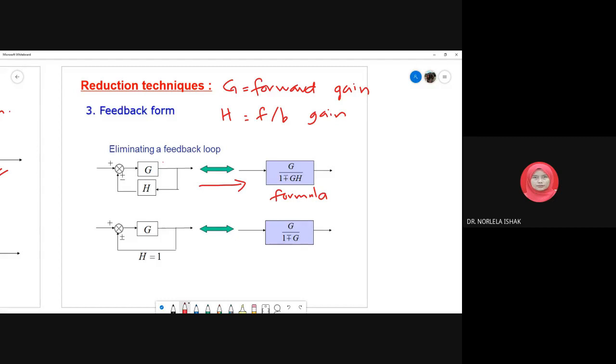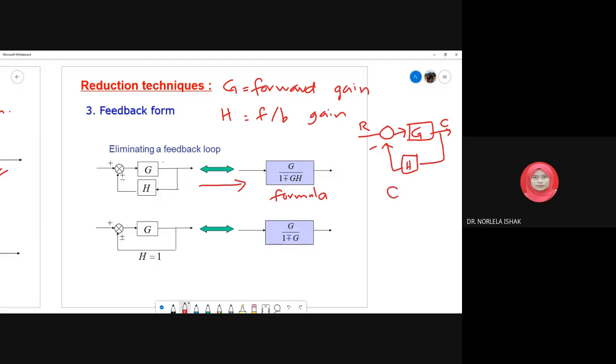Okay, let's say we have G, the forward element, and the feedback element we label with H. R is your input and the output we label with C. And from here, let's say this is a minus. How do we eliminate this feedback loop?